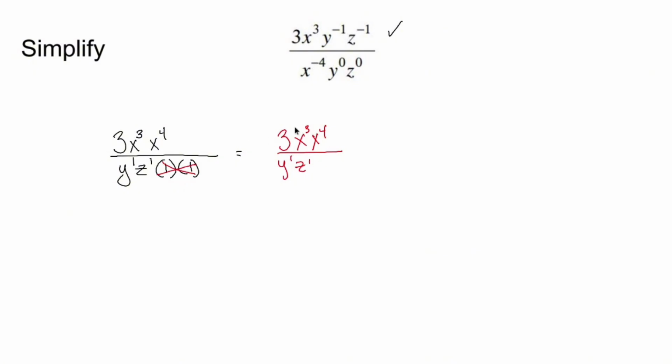Now, 3 doesn't change. If I multiply terms of the same base, add the exponents. X to the third times x to the fourth means I add the exponents, and that becomes x to the 7th. Y to the first doesn't combine with anything, and I don't need that invisible 1 there, so leave it as y. Z to the first also doesn't combine with anything, and I also don't need that invisible 1 there, so leave it as just z, and this becomes 3x to the 7th all over yz.